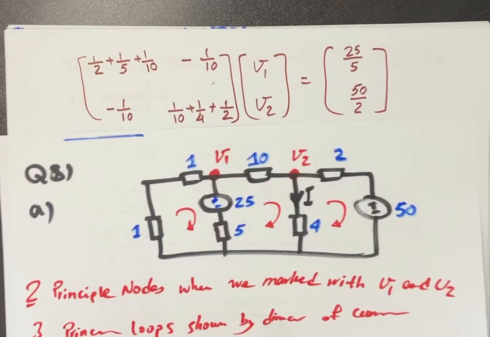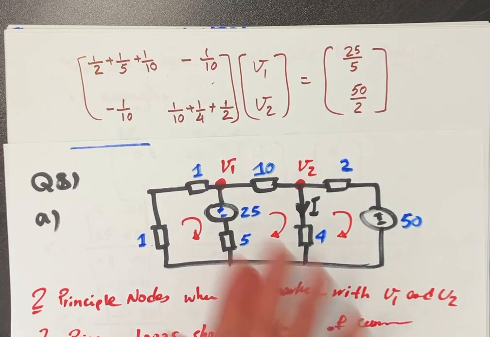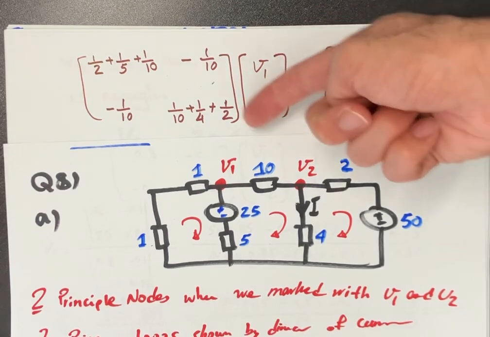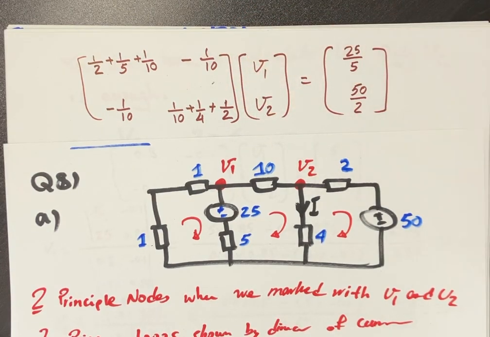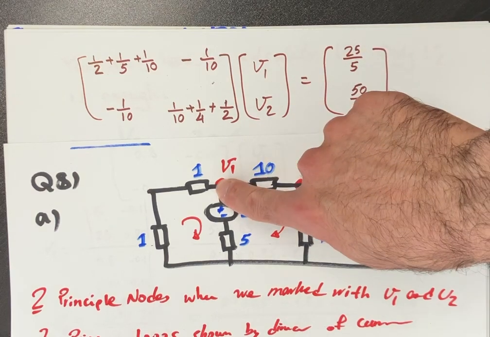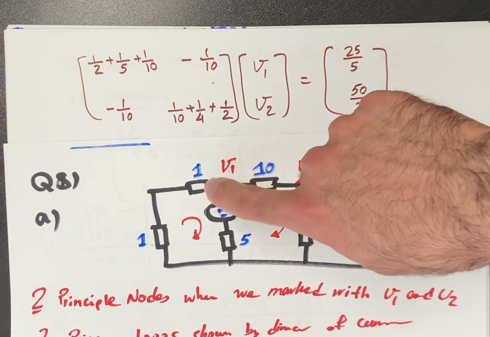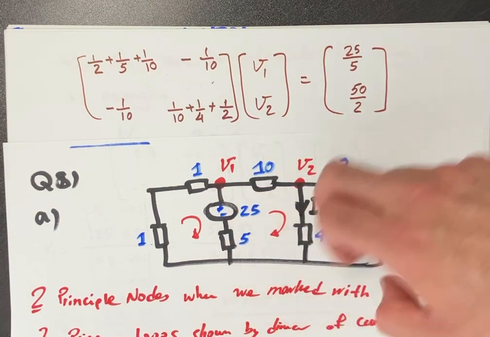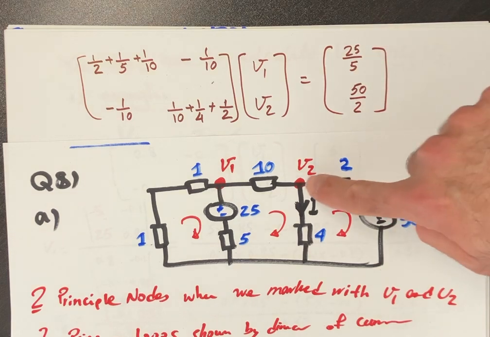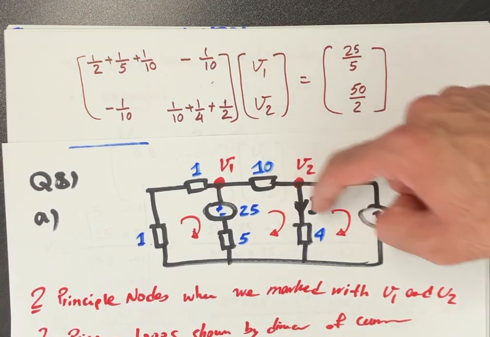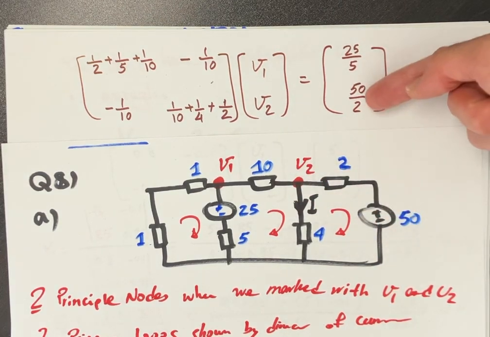I'm just putting this paper here to show how we form these matrices. You need a 2x2 matrix because there are two principal nodes. You need this vector with two elements and a vector of current sources. When we say current, this needs to be in amperes. For the first node, the total current injected to this node by the current sources is the one coming from here, and that is 25 divided by 5. And for node 2, that constant current is injected from this branch, and that is 50 divided by 2.